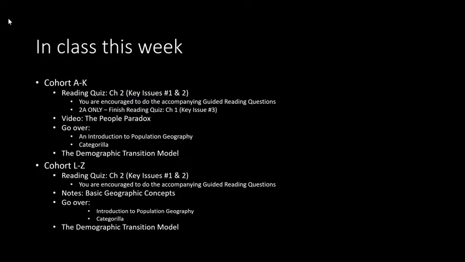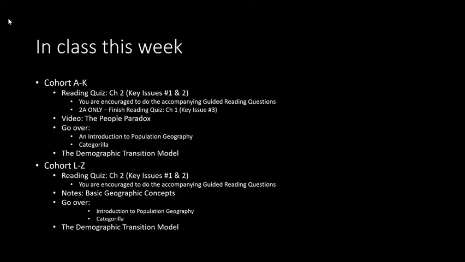All right, so in class this week, if you are in cohort A through K, your lesson is going to be a little bit different because I had a sub last week for my L through Z cohort. So for cohort A through K, you will be starting with your reading quiz, Chapter 2, Key Issues 1 and 2. And if you are in 2A, and this is for 2A only, we actually need to finish the Chapter 1 Key Issue 3 quiz. So that'll be how we start class this week. Again, this is only for cohort A through K.